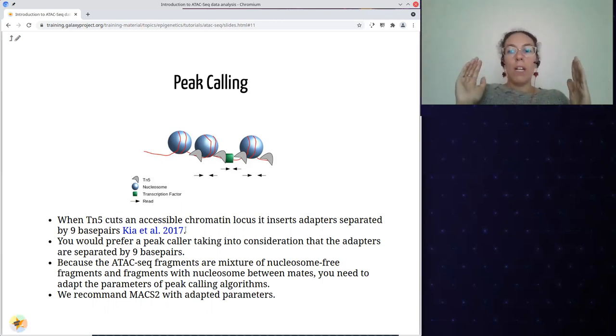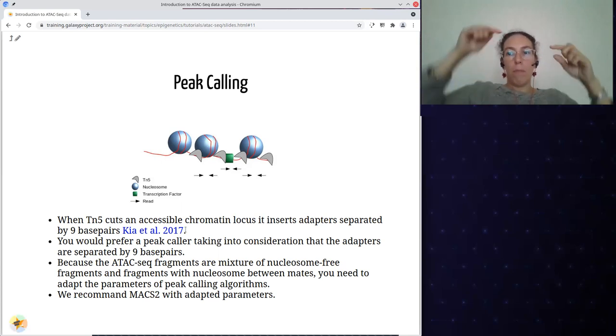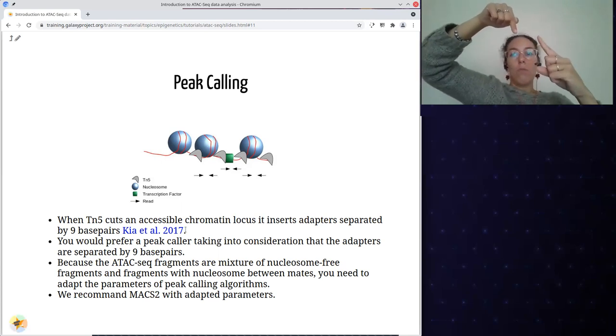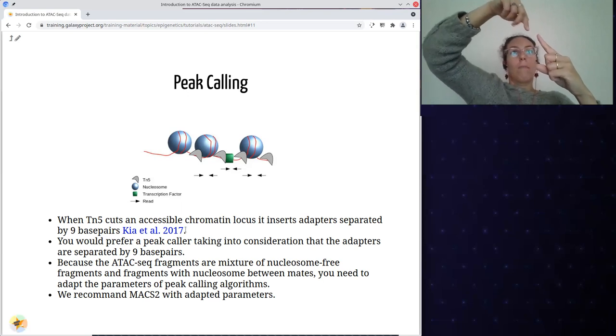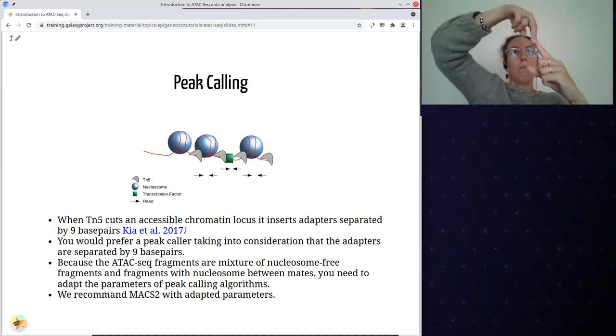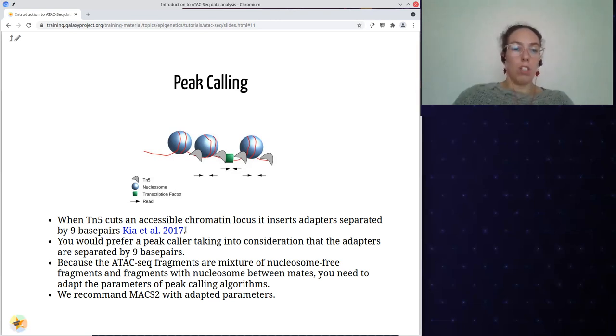That means that if you really want to know where the Tn5 bound, you need to add 4 to one coordinate and remove 5 from the other to find the actual position of the Tn5. Ideally, if you're interested in footprinting, you would like a peak caller that takes this into account. However, most of the time, we don't have the resolution for this, so we will just use MACS2, which is not designed for this 9 base pair duplication, but it's really not a problem because we don't have this resolution.